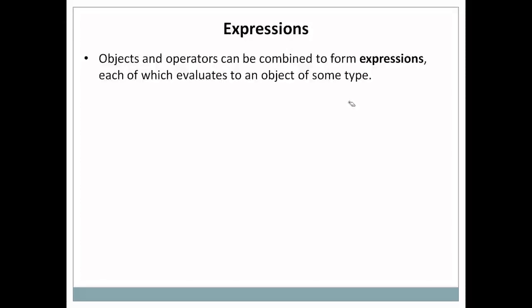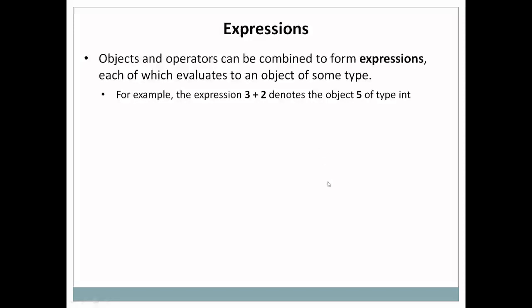Next, expressions. Objects and operators can be combined to form expressions, each of which evaluates to an object of some type. So operators together with objects form an expression, and the result of the expression is again an object of some type. For example, the expression 3 plus 2 denotes the object 5 of type integer.